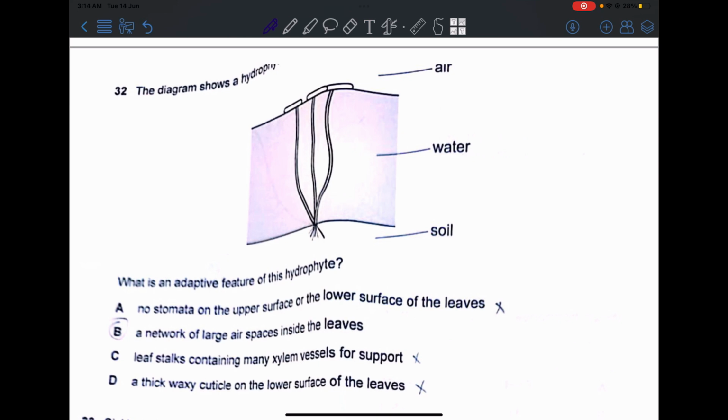32. The diagram shows a hydrophyte. What is an adaptive feature of this hydrophyte? Now we know that over here, the hydrophytes are the plants that are placed in the water, or they live in the waters. So let's read the options. A says no stomata on the upper surface or the lower surface on the leaf. Now this is incorrect because we know that the hydrophytes have stomata on the upper surface only. So yes, there is actually stomata present. So this is incorrect. B says a network of large air spaces inside the leaves. Now this is correct because, as we know, that they have large air spaces to help for the plant to be able to float on the water, and it can help in buoyancy. So this is going to be the correct option.